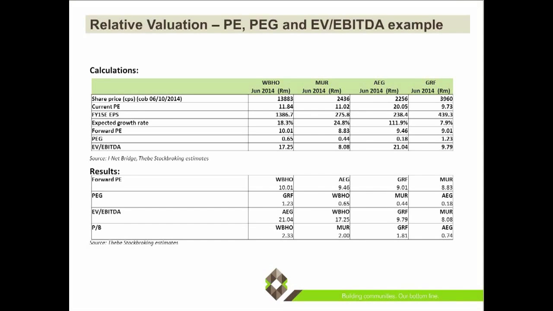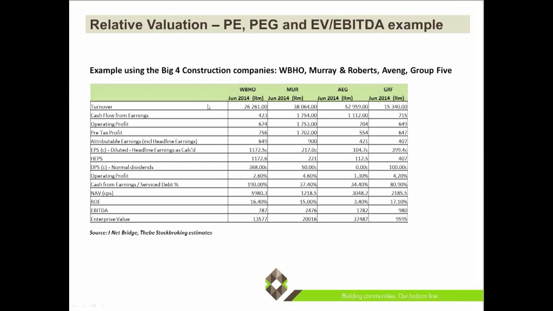So then we can go down and look at the companies, look at the ROEs. And if we go back, we can see we were looking at a company that's got a low PE, a high ROE, low risk, and high growth opportunity. So if we look at the ROEs of these four companies, we can see that Aveng's ROE is very low. So that could give us conflicting information about what the valuation on that company is. Whereas Murray and Roberts has got a decent ROE of 15%, it's not the highest, but it is quite substantial.